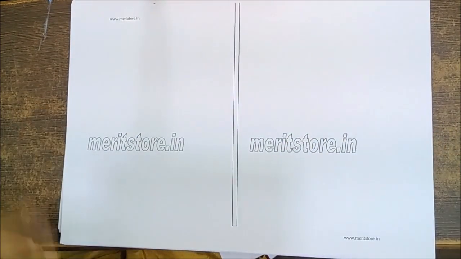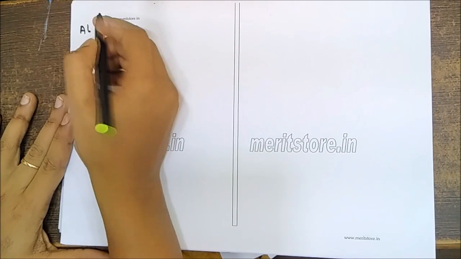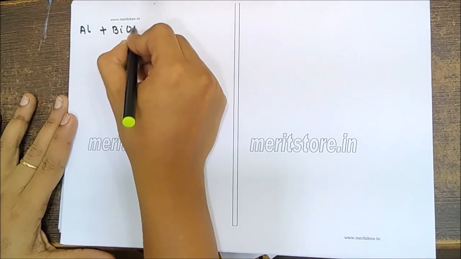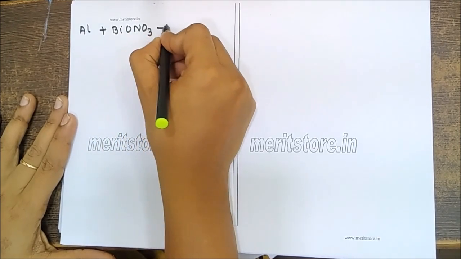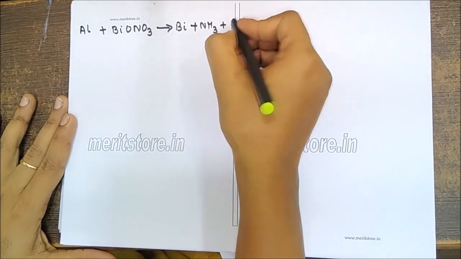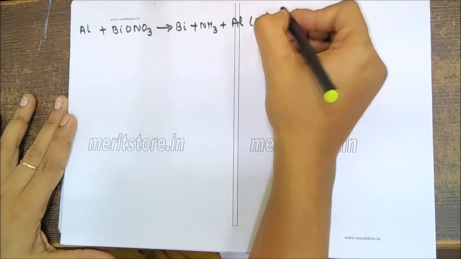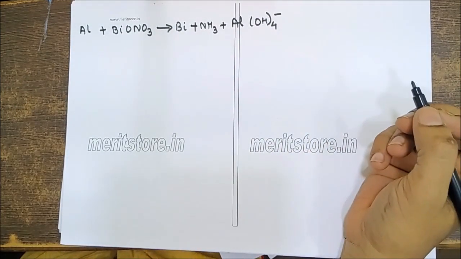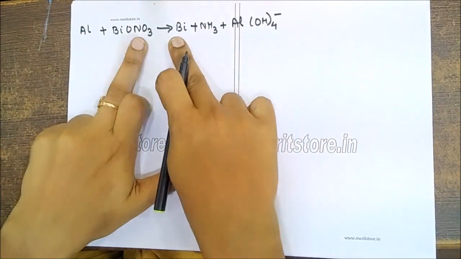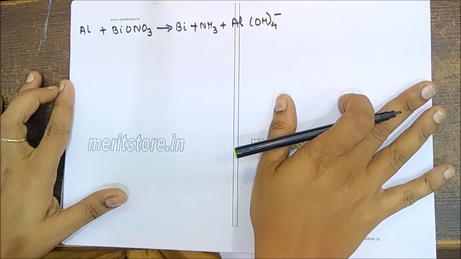Let's begin with our next example. So this question says that this reaction is occurring in basic medium. This is the reaction that is given to you. So the first step is to balance it for every atom except hydrogen and oxygen. So Al 1, Bi 1, nitrogen 1. So it's already balanced. Next, we need to assign oxidation number to each of the atoms.